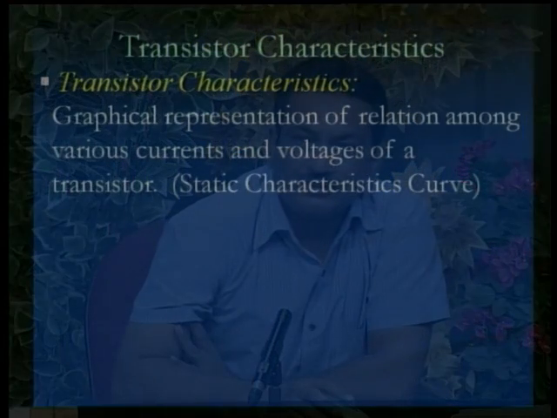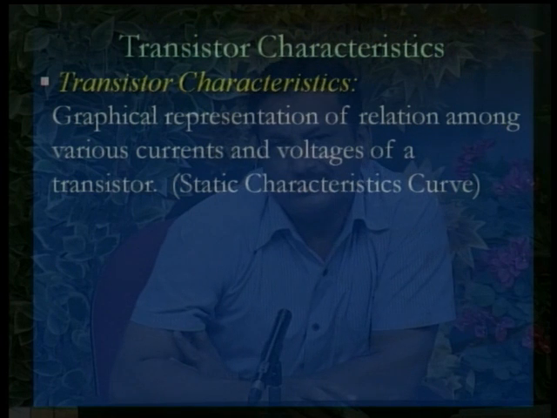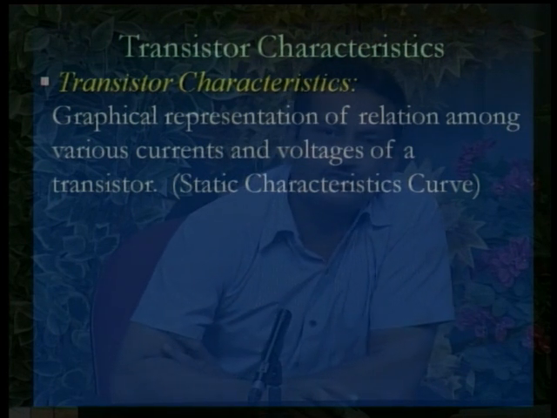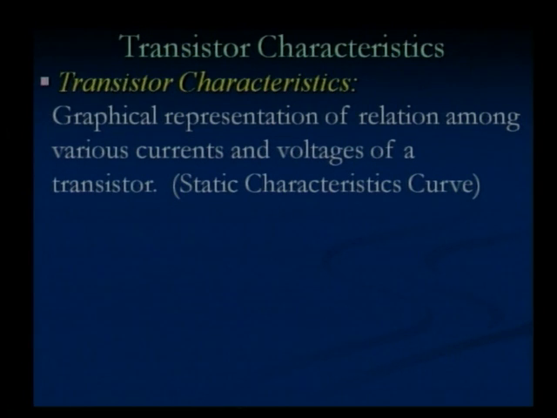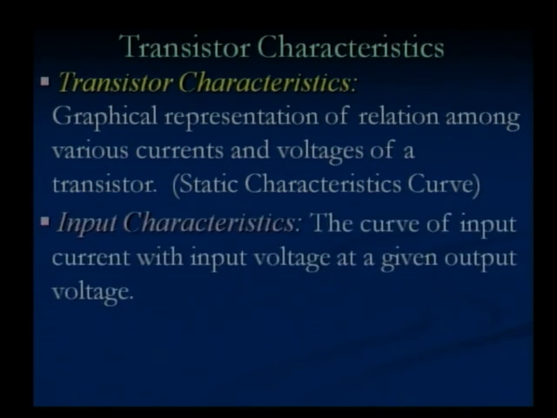Okay, the transistor characteristics, what they actually are, is nothing but the graphical representation of the relation among different currents and voltages. We have seen in the earlier figures that there are many currents and voltages associated when a transistor is operated, either in common emitter, common collector or common base mode. So if we interrelate them graphically, whatever comes out we call its characteristics. Be clear that it is nothing but the graphical representation of current and voltage. Normally they are referred to as the static characteristics curve.